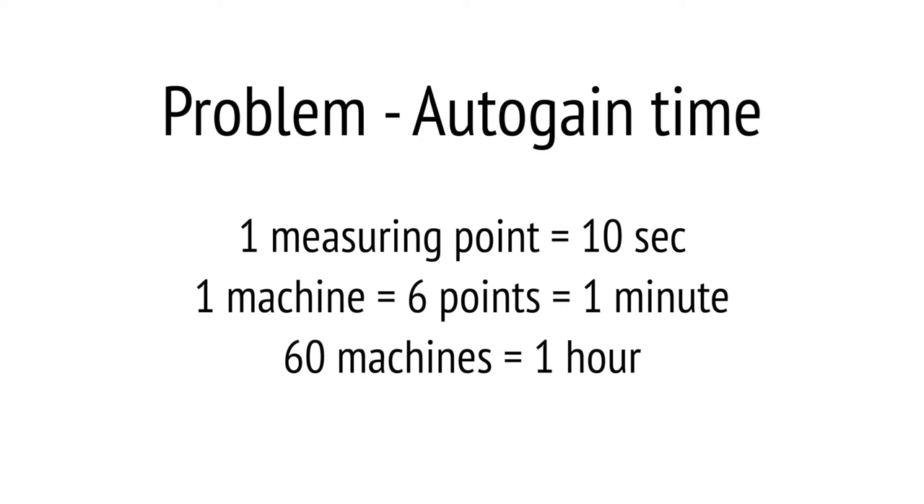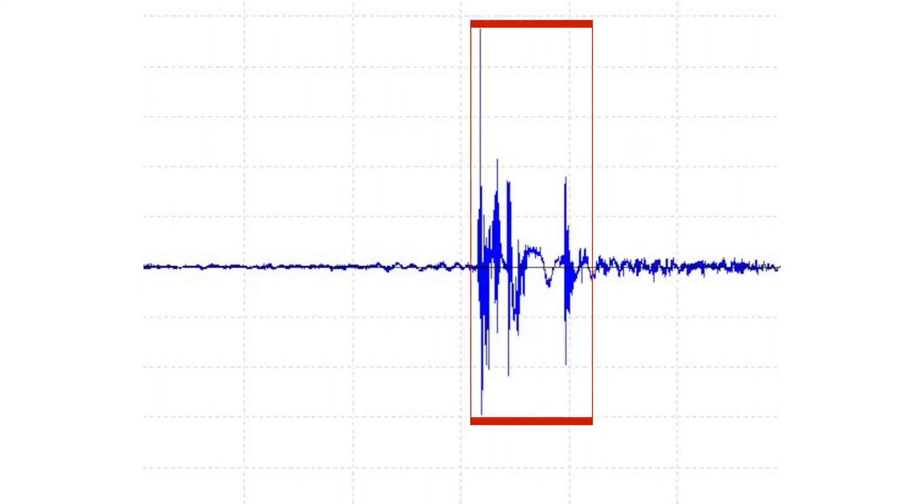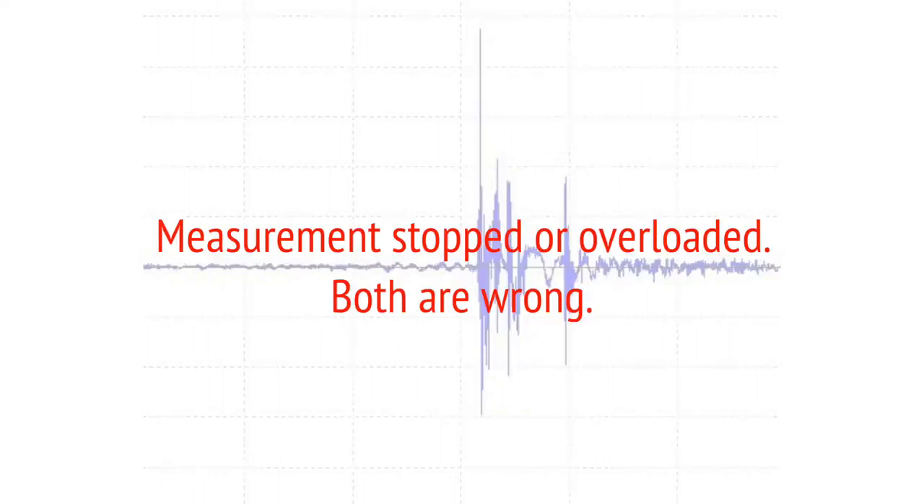But the main problem is different. If the auto-gaining uses the low signal level part without shocks, then the incorrect gain is set. When the shock then comes during the measurement, the range is overloaded. The measurement in this case is either stopped or not, but then contains overloaded incorrect samples.